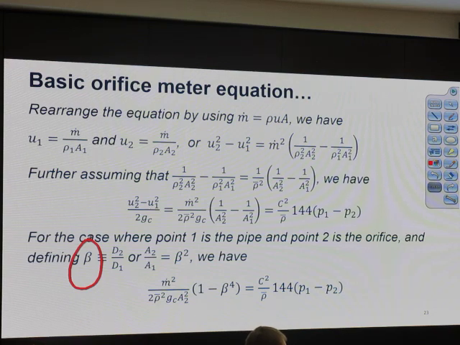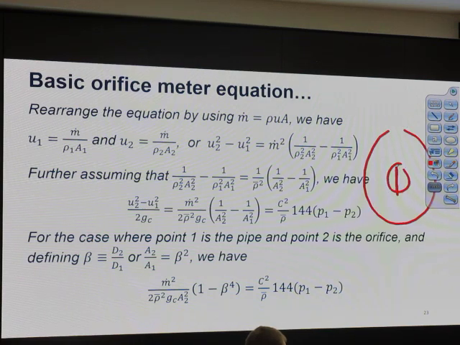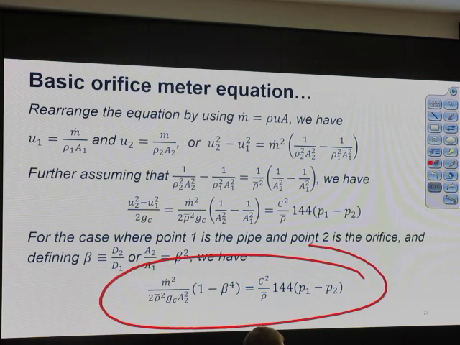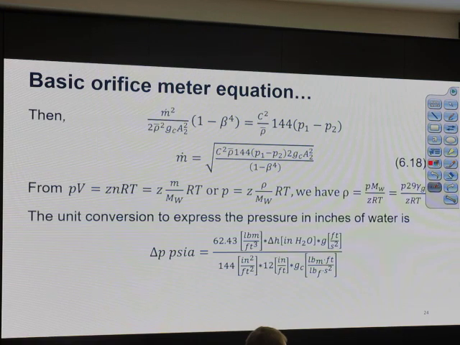We define here as ratio of diameter, okay? Beta is less than 1. It's the diameter number 2 divided by diameter number 1. Diameter number 2 will be the diameter of the orifice size. Diameter number one is the diameter of the pipe. Okay. Point one is the pipe and point two is the orifice. So beta is between 0 and 1. When I show you this equation, you need to know beta is that ratio of diameter.